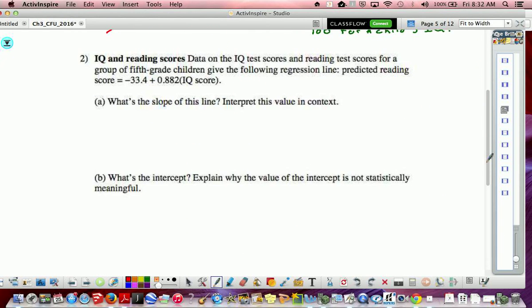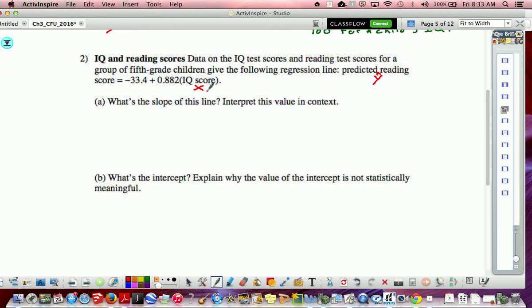Number two, IQ and reading scores. Data on the IQ test scores and reading scores for a group of 5th grade children gave the following regression line. Predicted reading score equals -33.4 plus 0.882 times the IQ score. So sometimes instead of using the symbols, here's predicted reading score y hat, IQ score is x. So sometimes they'll actually use what they are instead of the symbols.